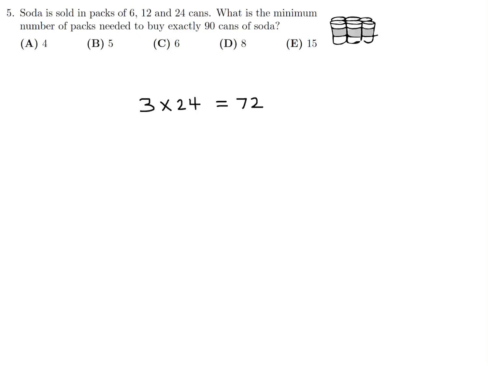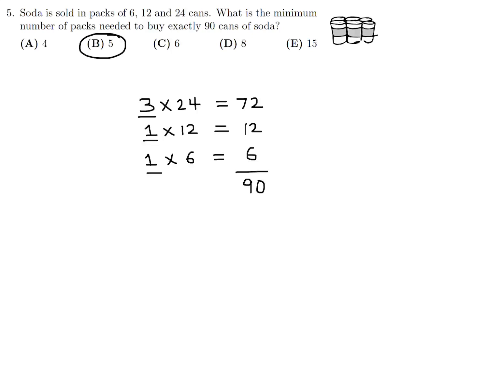If I do one of these 12 packs, because I want the minimum, so let's choose the large one. 72 plus 12 is 84. I've got 6 more cans to go. One last 6-pack, and that's 90. And that's only 1, 2, 3, 4, 5 packs. I think that's it. So number 5, the answer is 5, and that would be choice B.